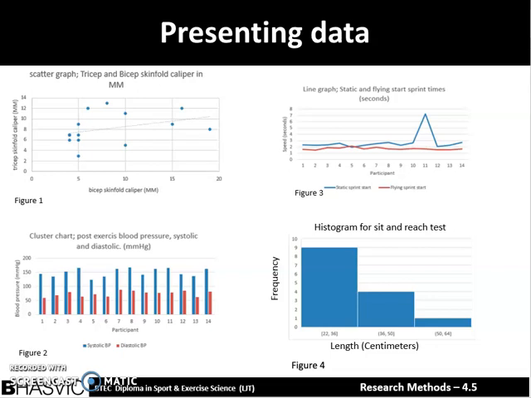I've also used a histogram for presenting data. A histogram is basically a bar chart of distribution of data, similar to my cluster chart, but there aren't any spaces between the bars. The reason that there aren't any spaces between the bars is that the chart is a continuous set of data. Figure 4 is a histogram for the sit-and-reach test, and it shows a continuous set of data. Although there are small gaps between these, it doesn't have a significant meaning, as it is still continuous data.